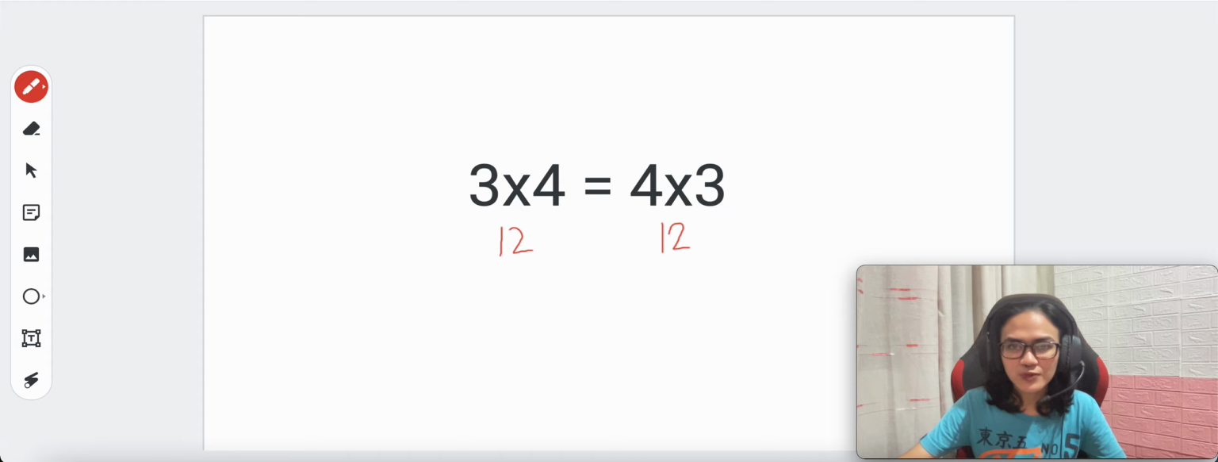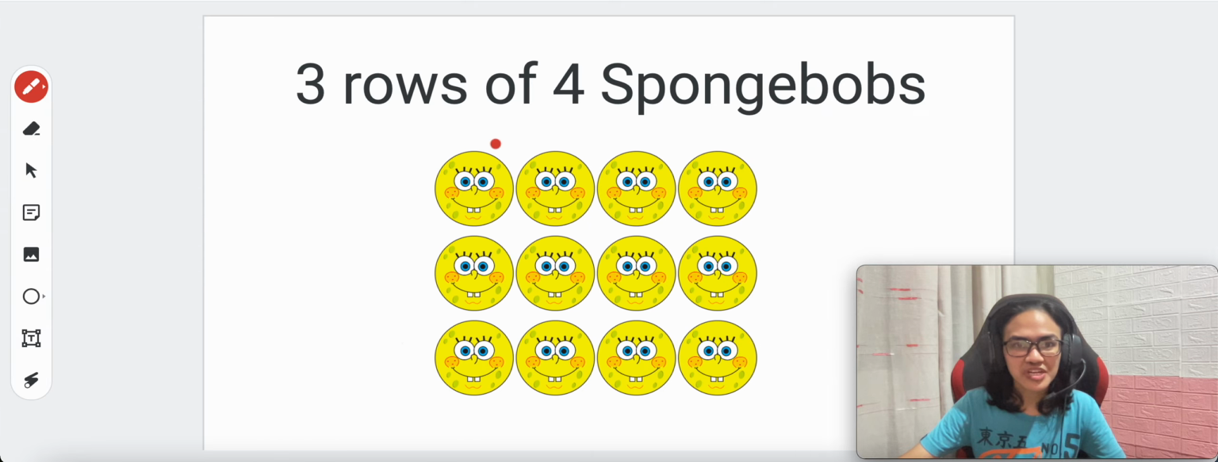We can also view this as 3 rows of 4 SpongeBob. So what do I mean by this? We have 1, 2, 3, 3 rows of 1, 2, 3, 4 SpongeBobs. So how many SpongeBobs are there in this set? We can just multiply 3 by 4. So 3 times 4, that's 12.